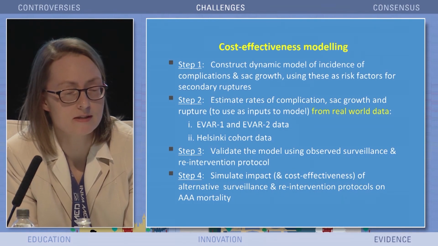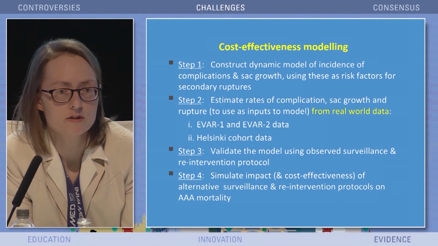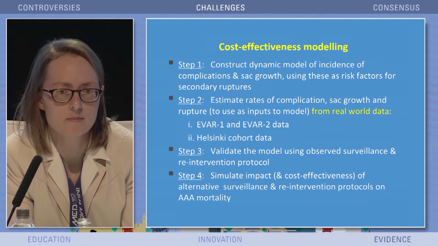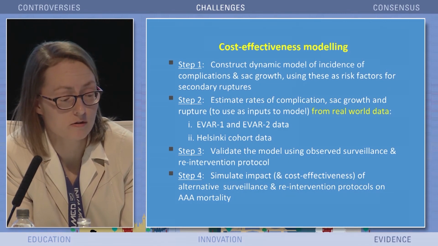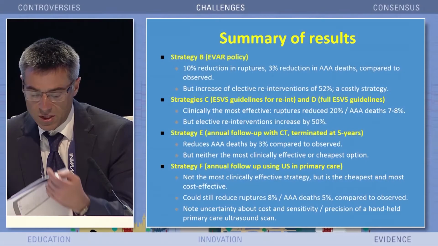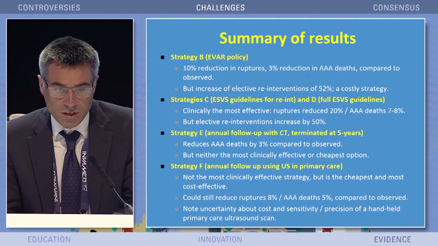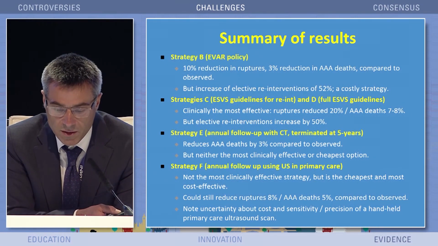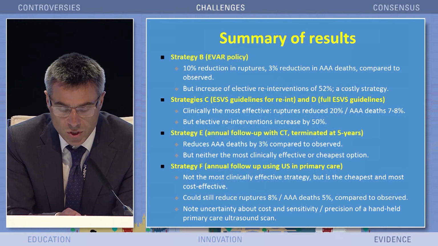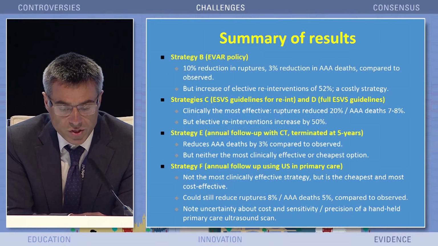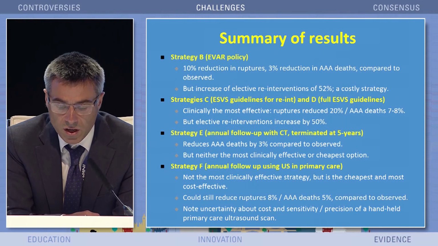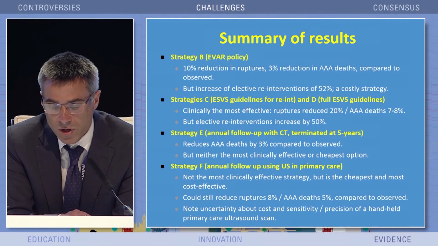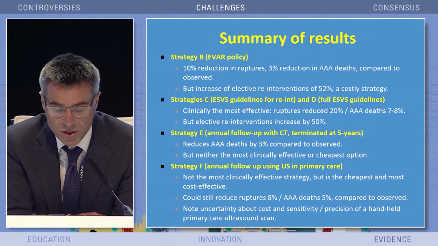The fourth step is then to simulate different surveillance and reintervention strategies using the model we have built, and then to look at the impact of that on key outcomes as well as costs. We can see that strategy B, if we run the EVAR protocol with perfect compliance, would give slightly better outcomes, but a much greater increase in costs. Strategy C or D, using the European guidelines, would be much more effective than the EVAR1 trial, but we would again get a much bigger increase in cost.